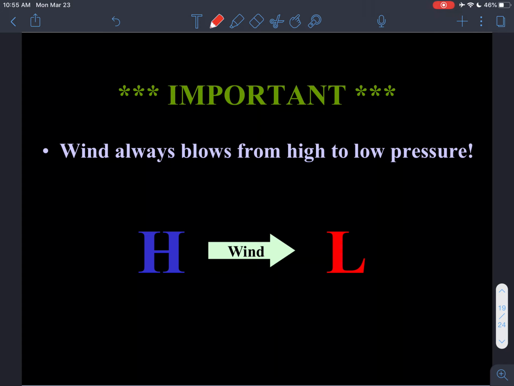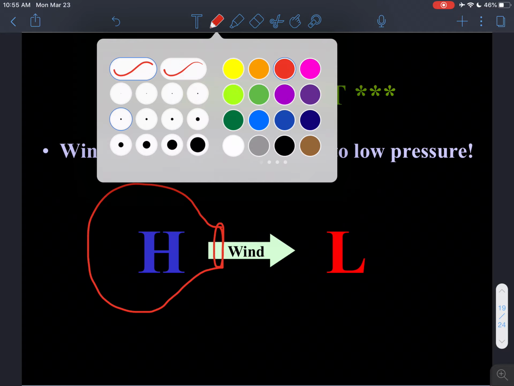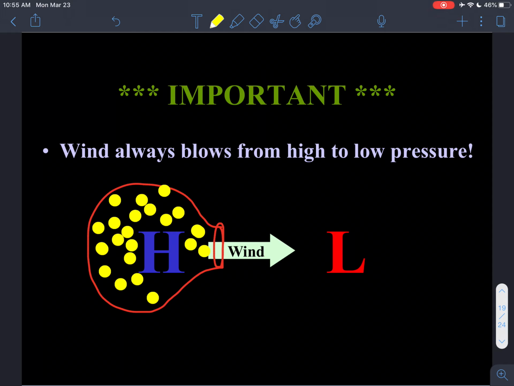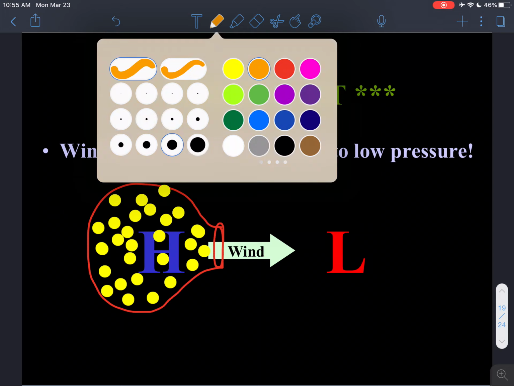Now, when winds blow from one place to another, they always go from an area of higher pressure to lower pressure. You can kind of compare this to a balloon. If you imagine this was a balloon and you were to fill it with air molecules, you're forcing them into the balloon, the pressure is going to become much higher, and that's what causes the balloon to get bigger and bigger. But over time, if those molecules build up even more, they're going to want to escape.